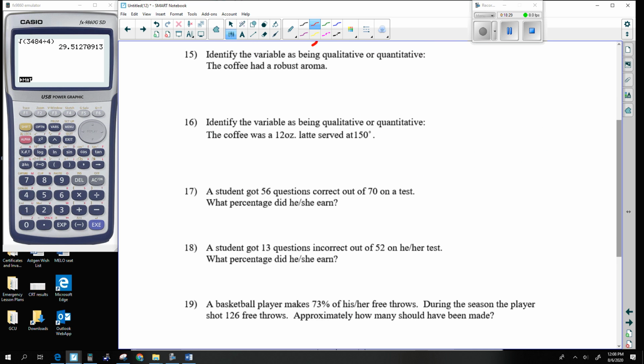Okay, quantitative or qualitative. Quantitative is a measurement. Qualitative is things that aren't measurements, like they're categorical things. The coffee had a robust aroma. There is no measurement in that. That's a quality of that coffee.